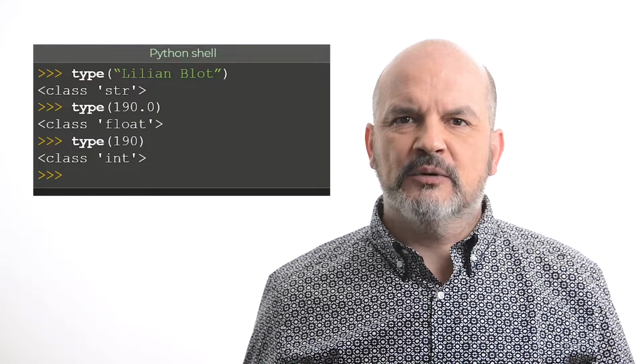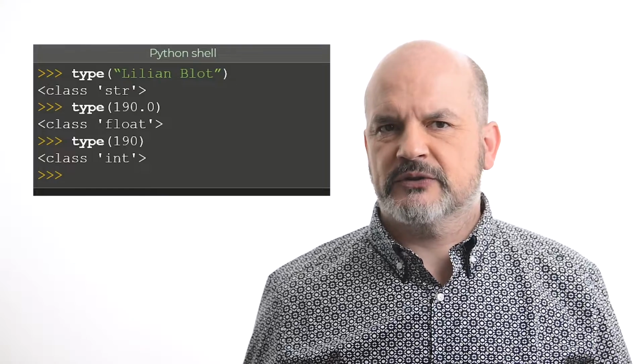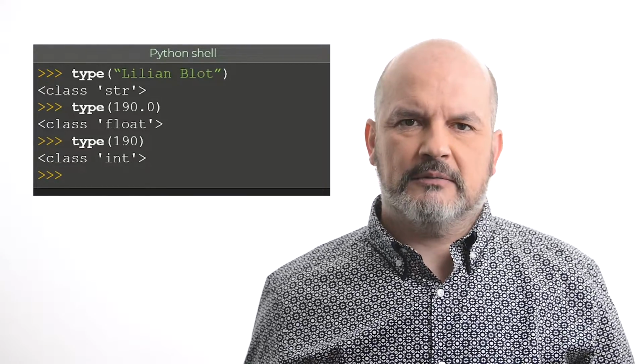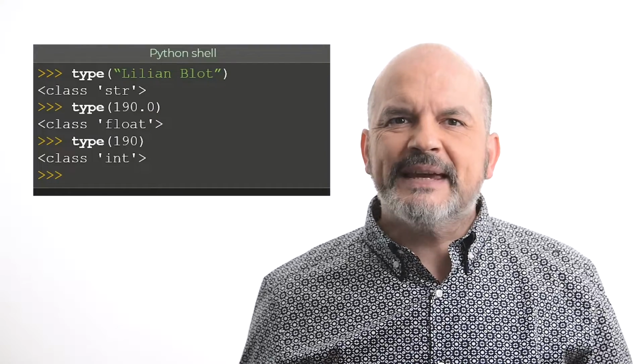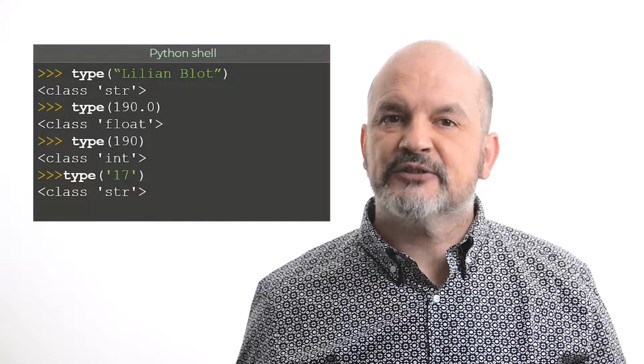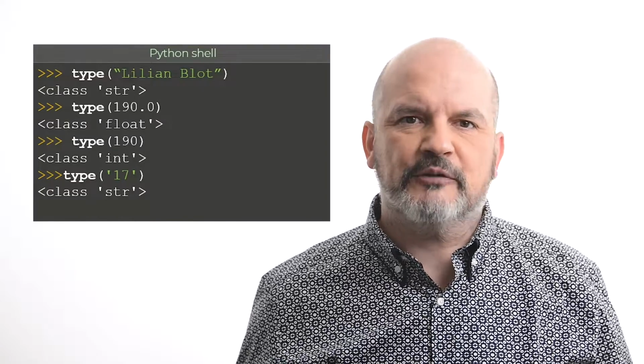What about a value like 17 between quotes? They look like numbers, but they are in quotation marks, like a string. Be careful, these are not int or float numbers, they are strings. This is a common source of error and confusion for the novice programmer.